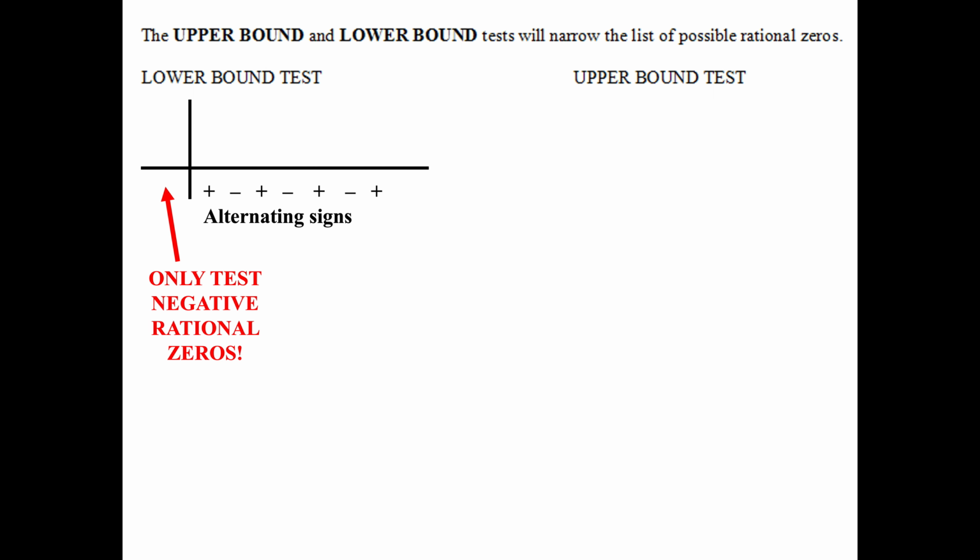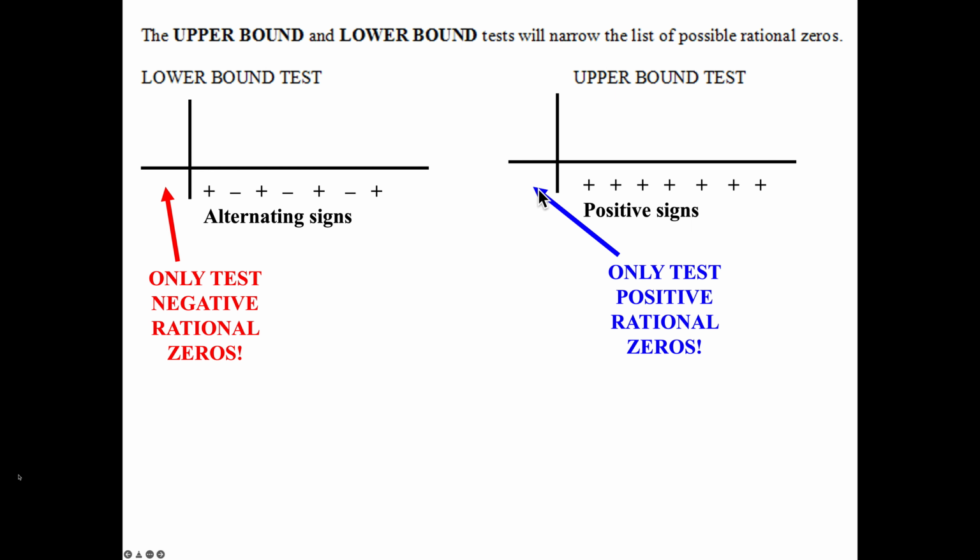Now the upper bound test, this is what you want to see, all positive signs on the bottom. If you put a positive rational 0 out in front, you get all positive numbers, then anything bigger than this rational number is not going to work because you found an upper bound. Very similar to when we were talking about on the calculator, what's the lower bound, what's the upper bound, and we only test what's in between. The same concept.